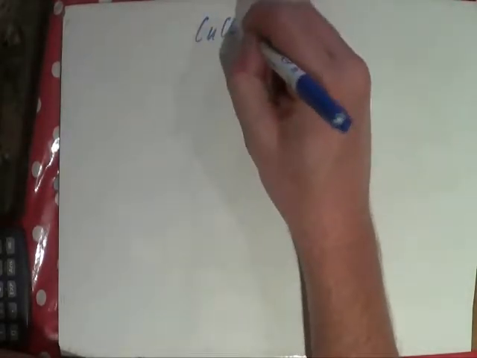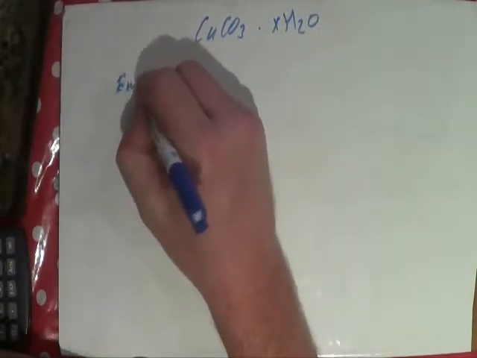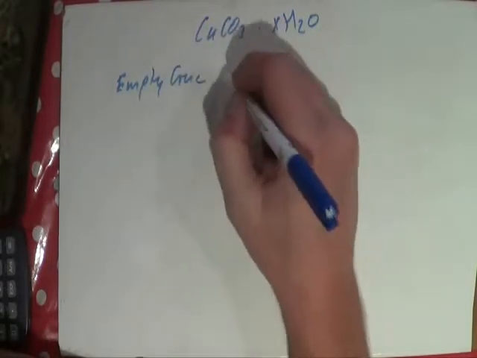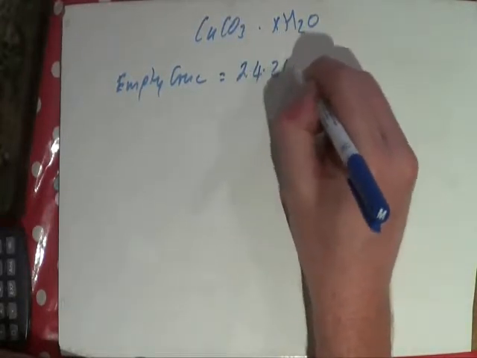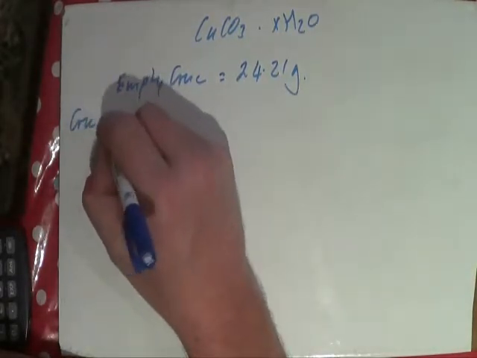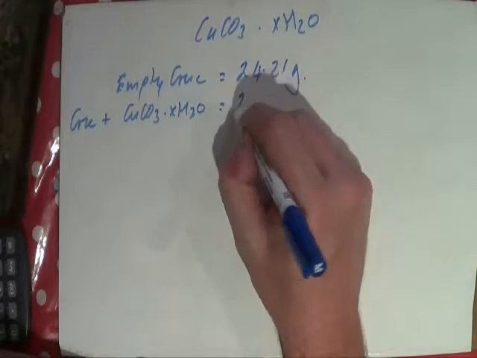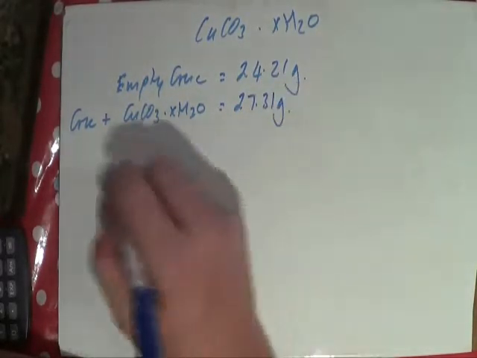So if we flick back here, these do come up pretty regularly, guys, and they can be relatively tricky. This time we have a hydrated copper carbonate, CuCO3.xH2O. We've been told that our empty crucible is 24.21 grams. We have our crucible plus CuCO3.xH2O sitting at 27.31 grams.